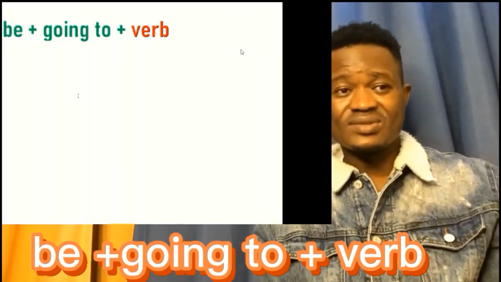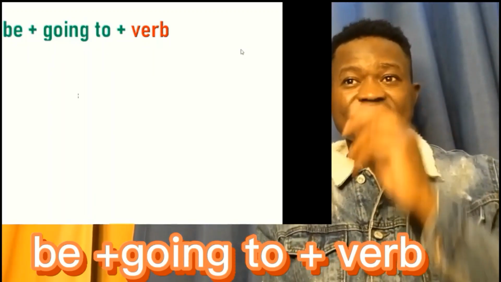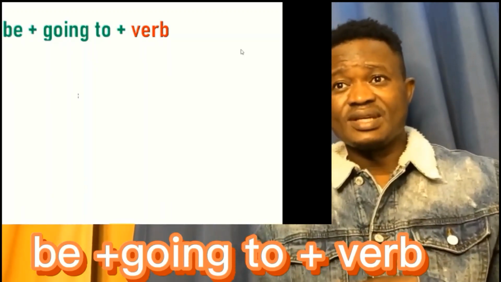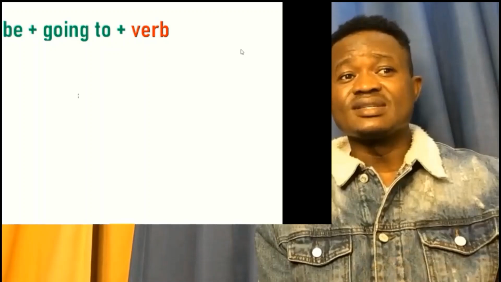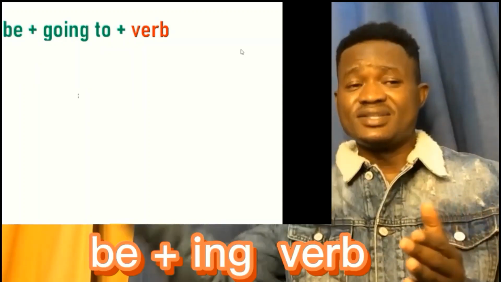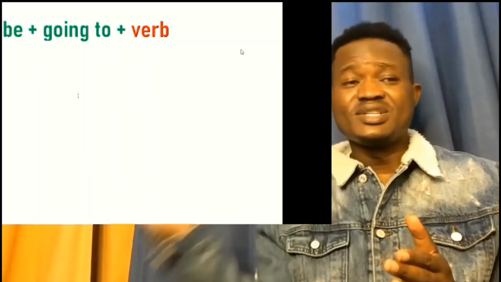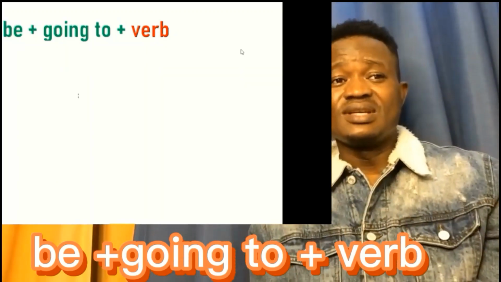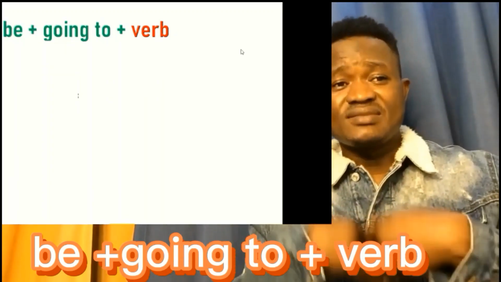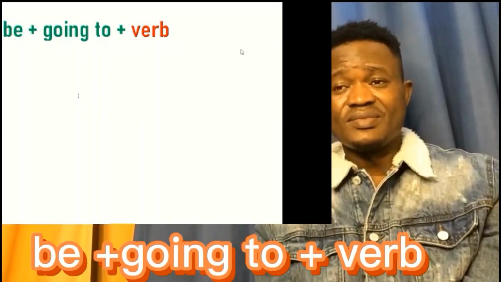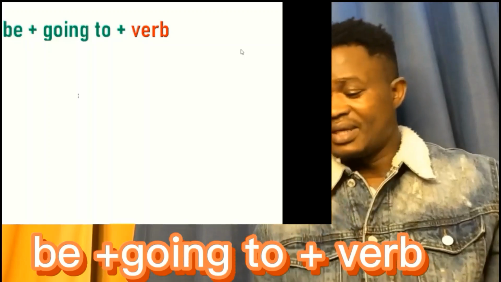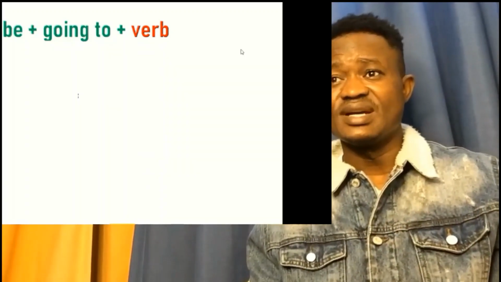You gotta see here be going to plus a verb. In the present progressive you gotta see be plus ing verb. But going to here is talking about the future. It is in present progressive talking about the future. You gotta see the base verb. Okay, let's do some examples here, guys.